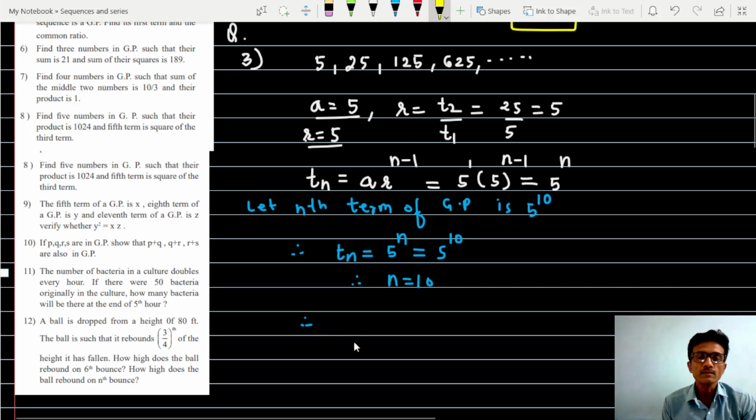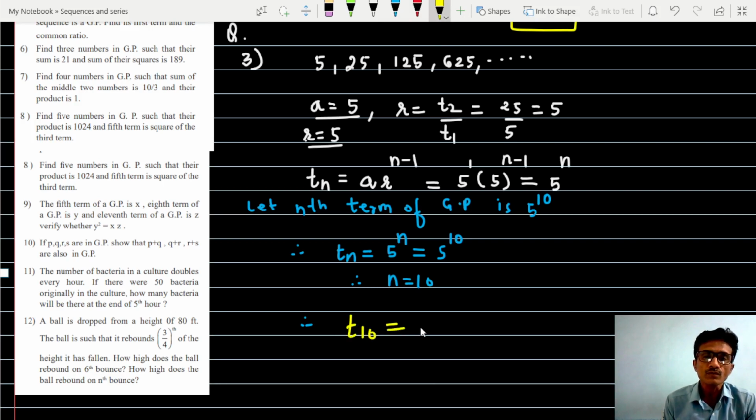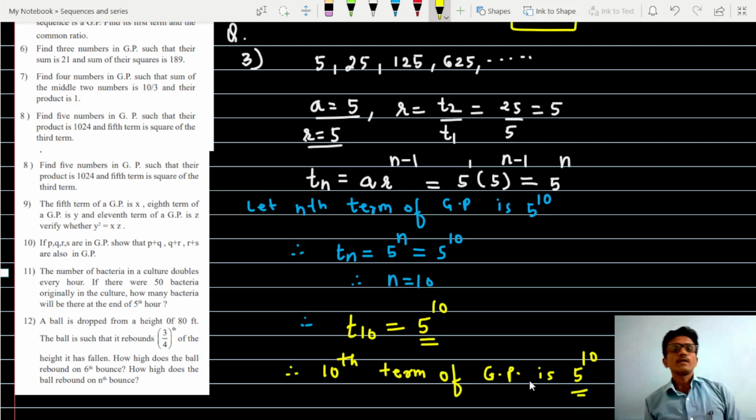T10, okay, therefore T10 is equal to 5 raised to power n, meaning 5 raised to power 10. So what did you infer? Therefore the 10th term of GP is 5 raised to power what? 10. Getting it? The 10th term of GP is 5 raised to power 10.